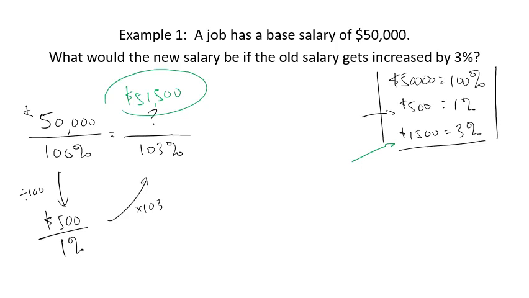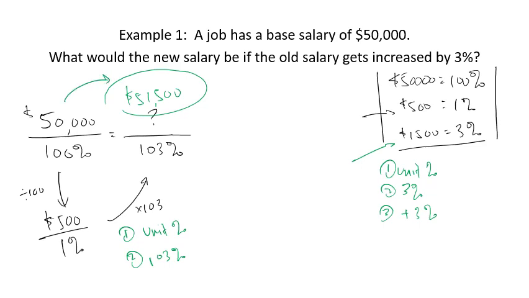I want to mention also, we could do it in 3 steps: find the unit percent, then find the 3%, and then step 3 would be to add on the 3%. And here we've done 2 steps. We have found the unit percent, and then we've gone straight to the 103%. And some of you might recognize we can do this in 1 step if we just multiply 50,000 by 1.03.